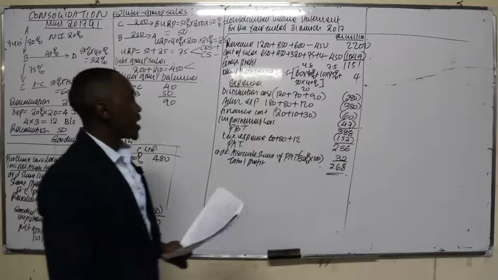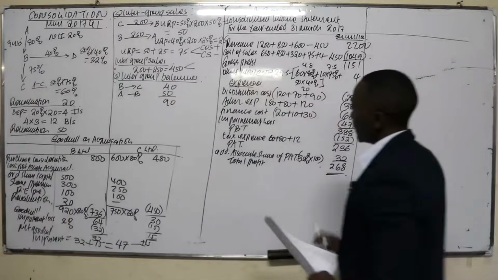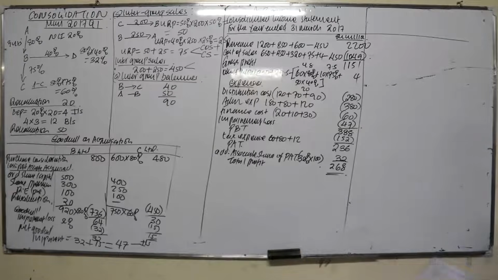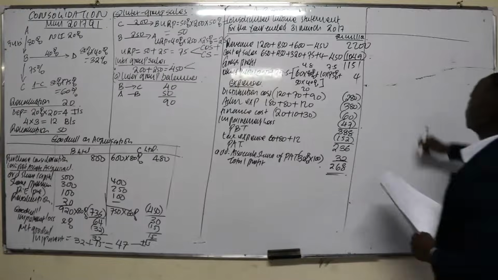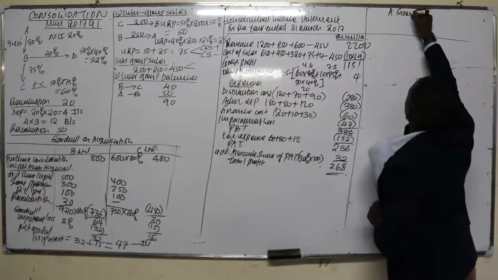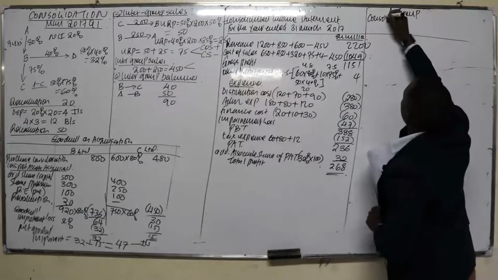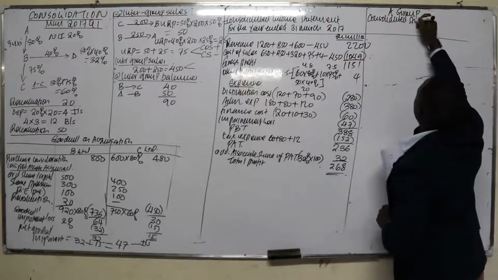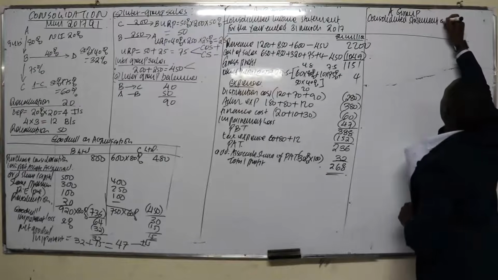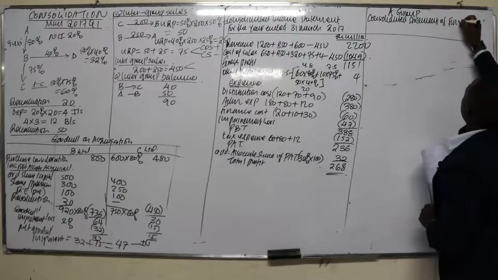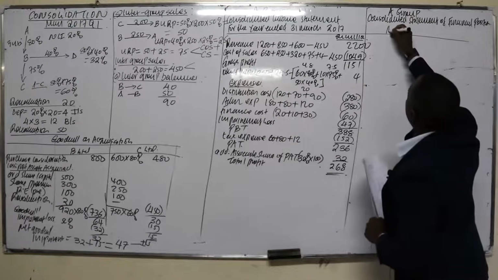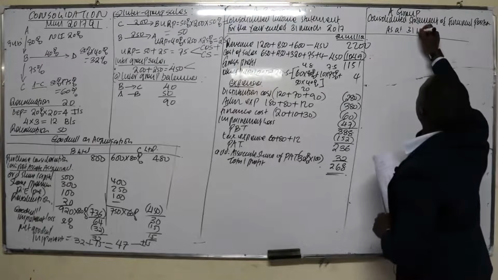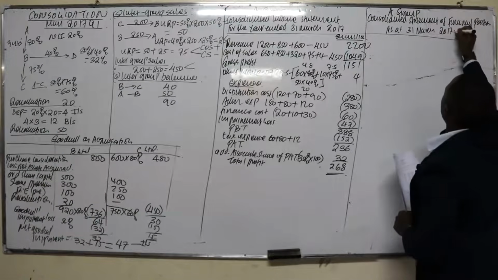Let's just present the balance sheet. So how do we present the balance sheet? So the statement of financial position, you still consolidate the subsidiary and sub-subsidiary. You don't consider D. So A group consolidated statement of financial position as at 31st of March, 2017.